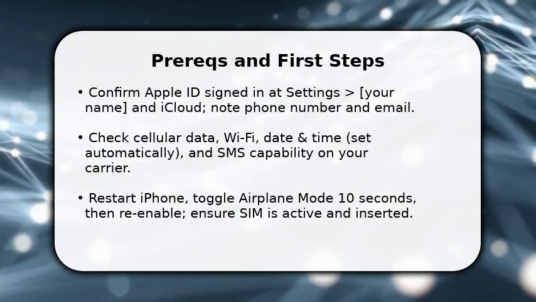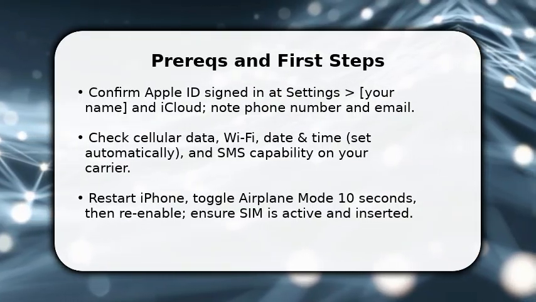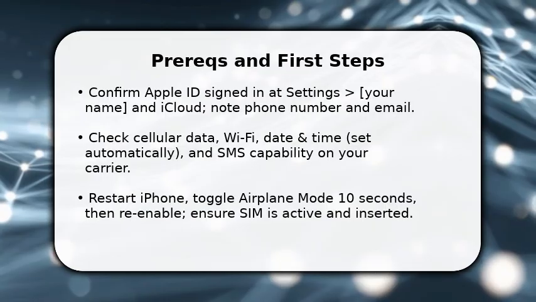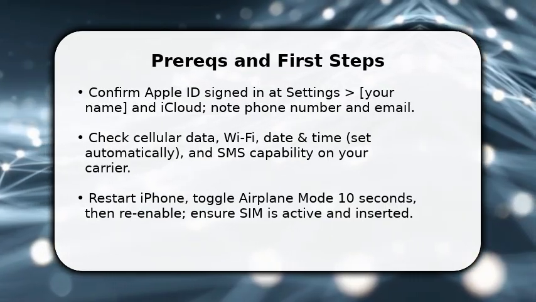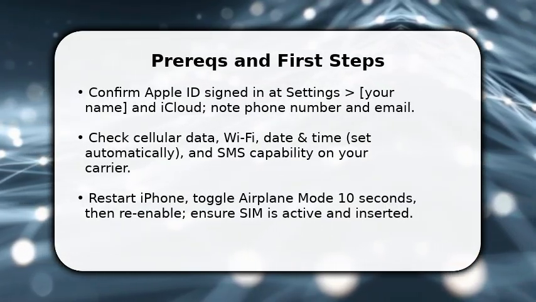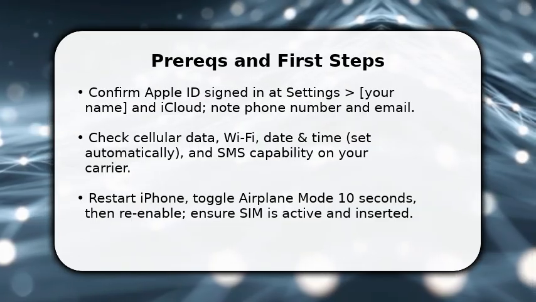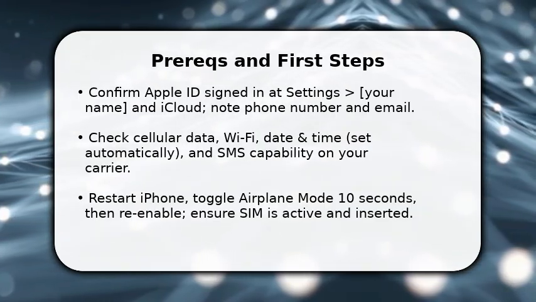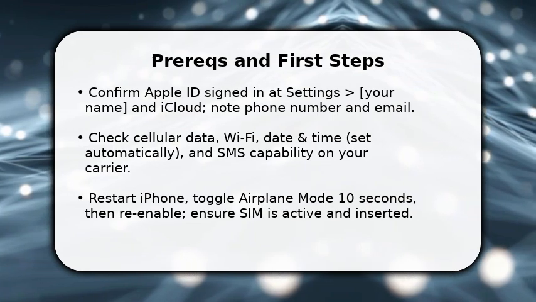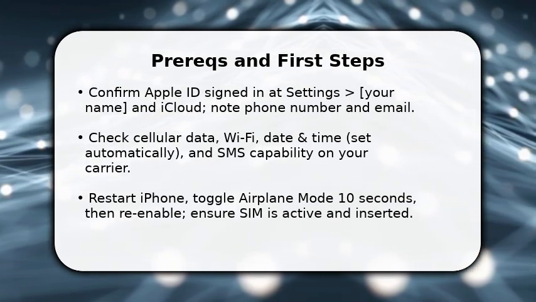Next, make sure your cellular data or Wi-Fi works and that date and time is set automatically. Incorrect time blocks activation. Restart the phone, toggle airplane mode for about 10 seconds, then reinsert the SIM if needed. Once done, move straight to the iMessage settings to attempt activation.